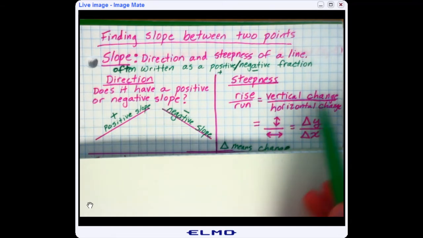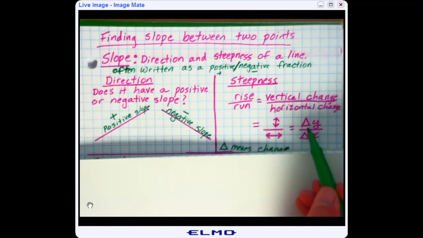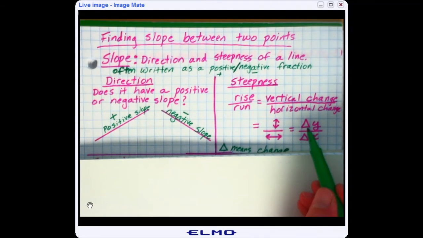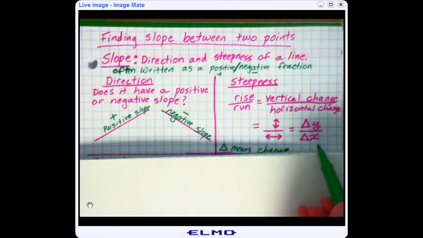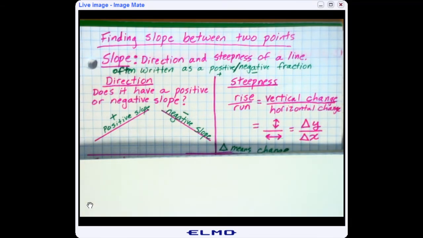We can shorten this whole notation of vertical change and horizontal change by using this symbol here, this triangle. This triangle is the Greek letter delta, and it means change. It's used a lot in math and science classes. So we say change in y and change in x, because just like on our graphs, our y-axis goes up and down, and our x-axis goes side to side or horizontally. Okay, so I'm looking at my change in y over my change in x.